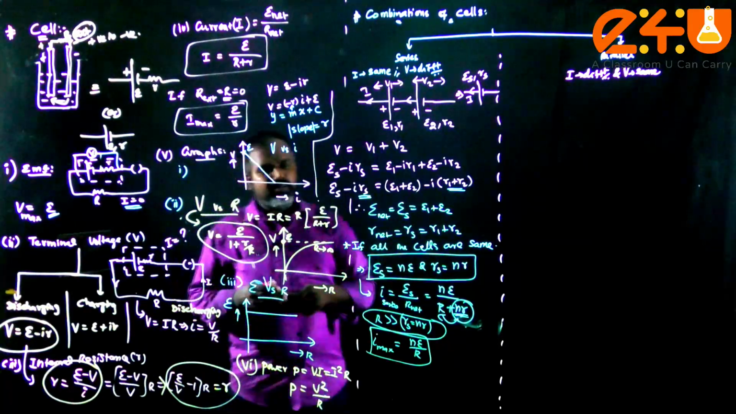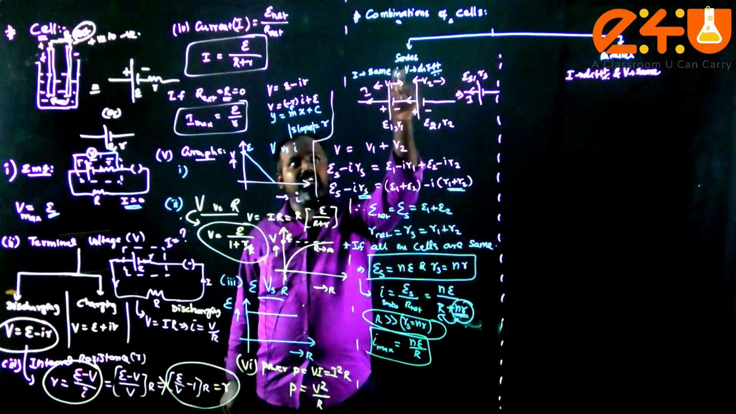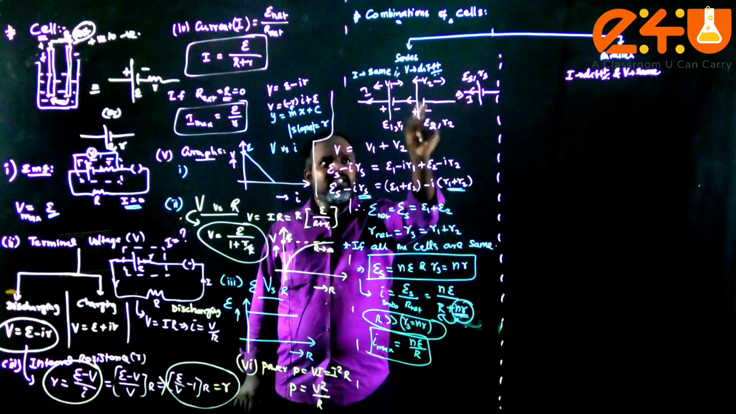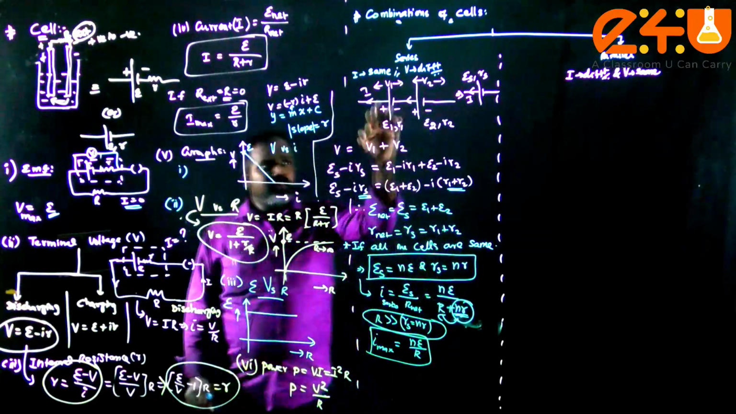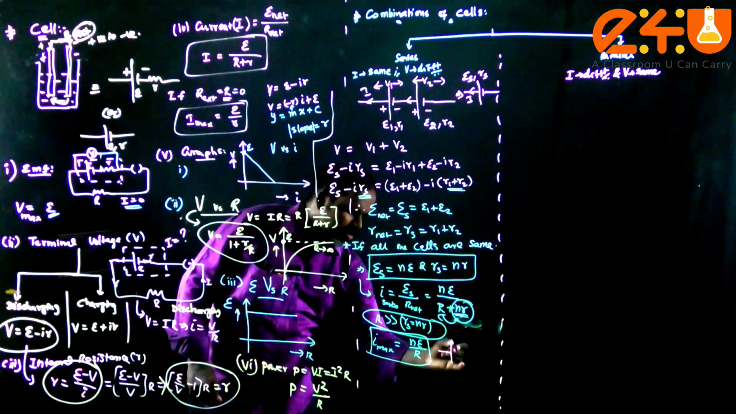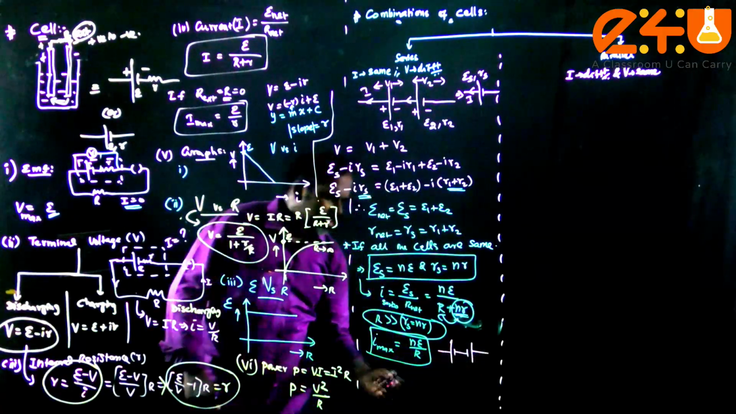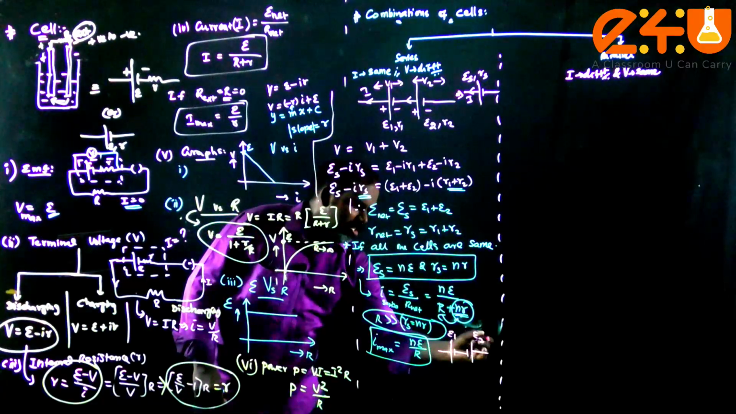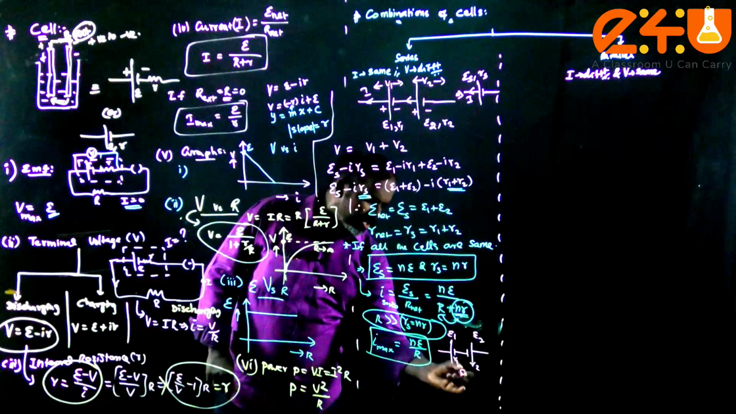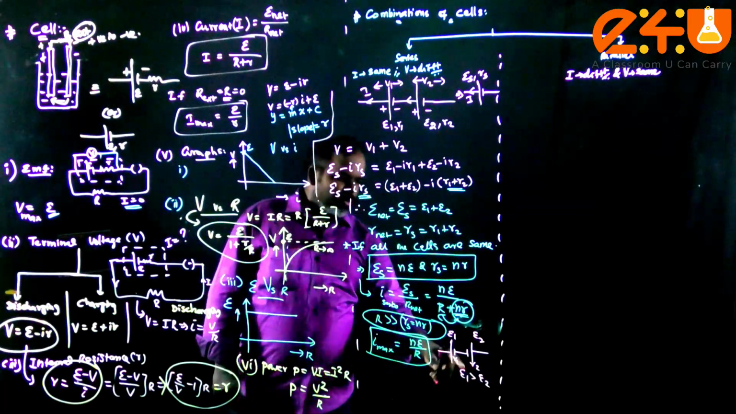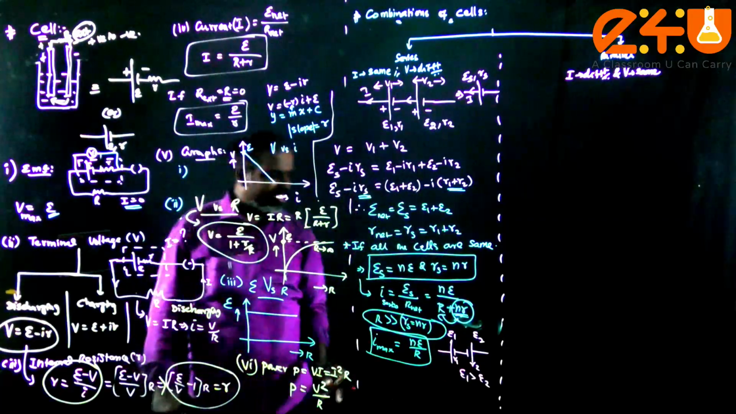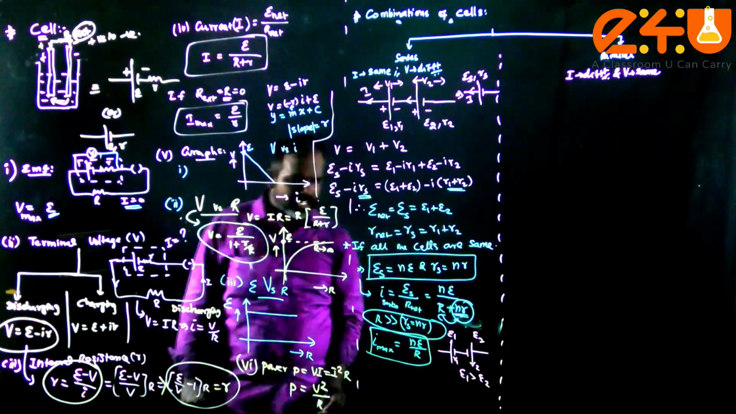Suppose, as we said, the proper connection of a series combination of cells means positive and negative should be alternately connected. Instead, suppose similar polarities are connected, positive to positive and negative to negative. Say this is E1, this is E2, and R1, R2. In this case, assume that E1 is greater than E2. So this cell has a negative EMF. You just reverse the sign of the EMF when the polarities are wrongly connected.